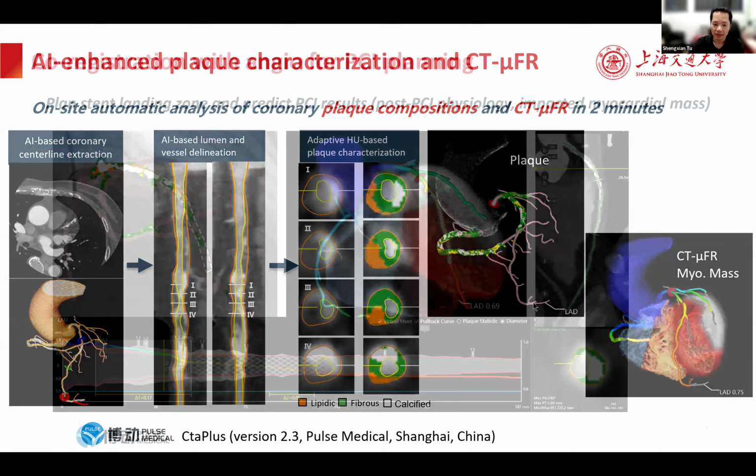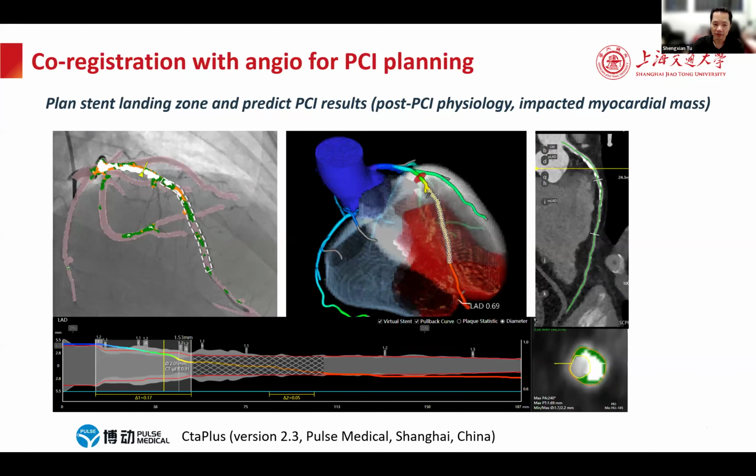We also try to bring the CT together with angio in the cath lab. This is the very latest development that was shown at EuroPCR in the first live case by Javier Escaned. As you can see, the CT information can be superimposed on the angiogram. You can see the plaque characterization is overlaid on top of the angiogram.